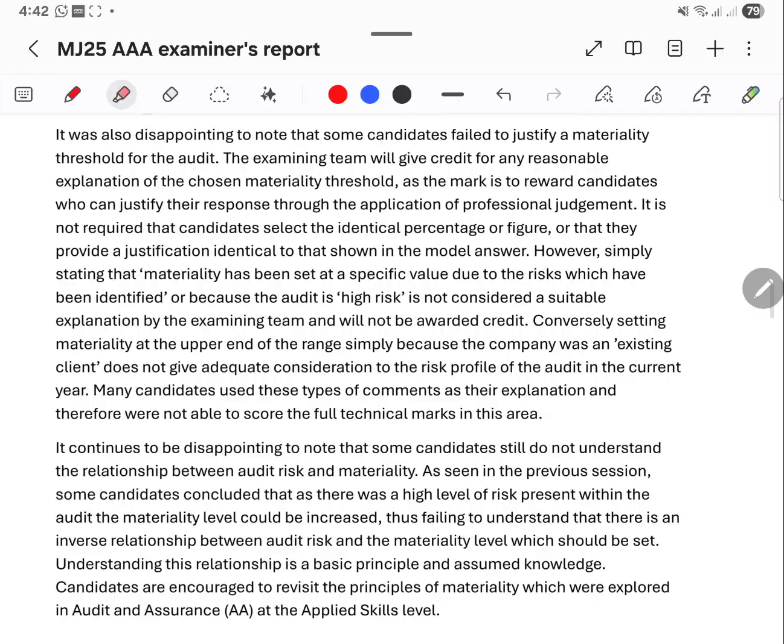It was also disappointing to note that some candidates failed to justify a materiality threshold for the audit. The examination team will give credit for any reasonable explanation of the chosen materiality threshold. The mark is to reward candidates who can justify their response through the application of professional judgment. It is not required that candidates select the identical percentage or figure, or that they provide a justification identical to that shown in the model answer.